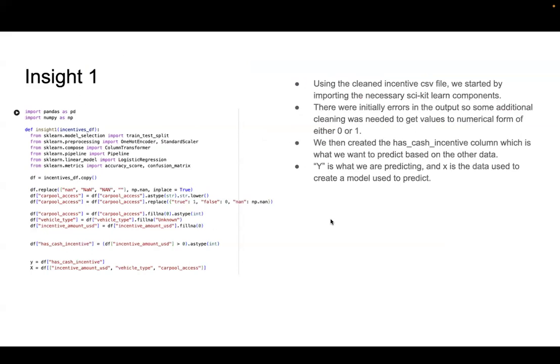For our insight one, using our cleaned incentive CSV file, we started by importing the necessary sklearn methods. It was erroring on the first try, so I had to do some more cleaning to make all the values either 0 or 1 so that they could run through the logistic regression model. Y is what we were predicting. We're predicting if it had a cash incentive using the data from incentive amount, vehicle type, and carpool access.